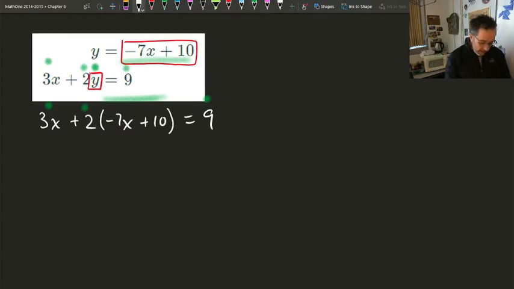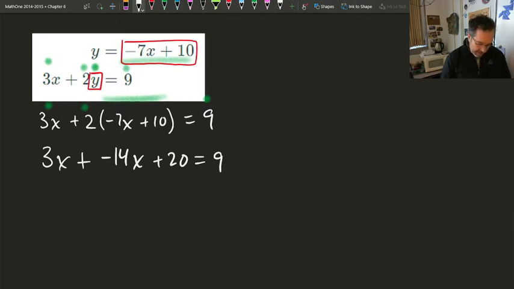So now I can simplify. This is 3x plus 2 times negative 7, which is negative 14x. So I can leave it like that. I'm adding a negative 14x. And then 2 times 10 is plus 20, and that equals the number 9.